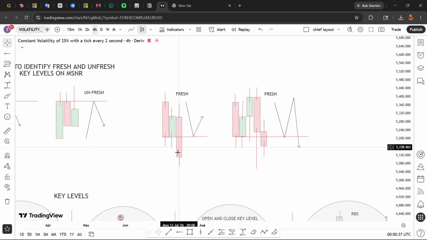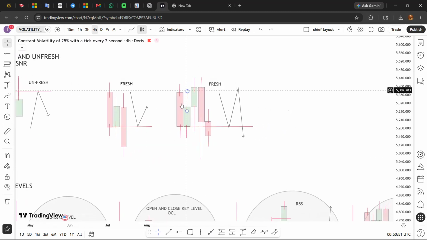You can see that the market engulfed it. This is a bearish engulfing candle to the downside. It means that that level is still fresh. When a full body candle closes on any key level, that level is still fresh. This is the example here.